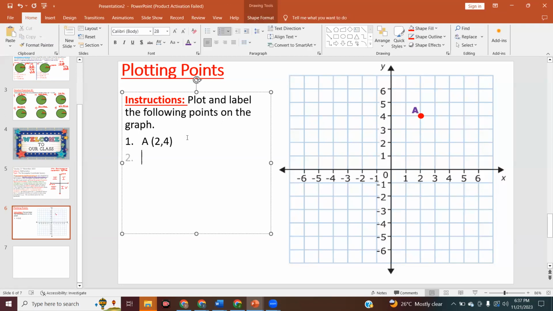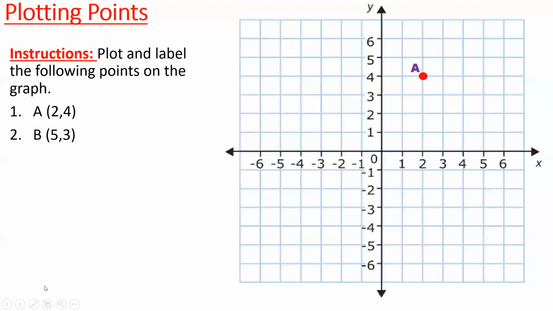Now, for number 2, let's say this is B. And let's say that B is 5, 3. So what does that mean? What do we always do first? The X or the Y? The X. What number is for the X? 5. Very good. What number is for the Y-axis? 3. Good. So it's going to be X, Y, or 5, 3.